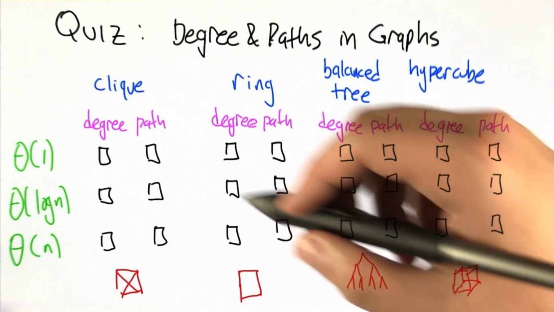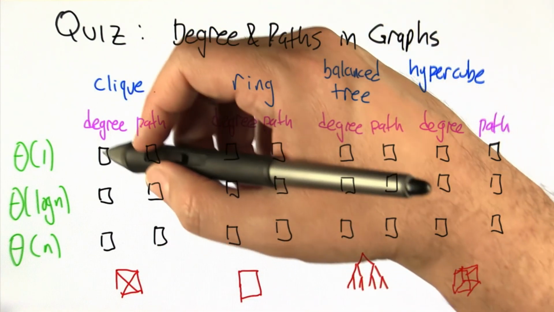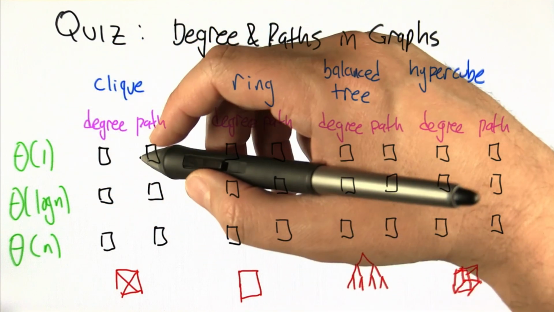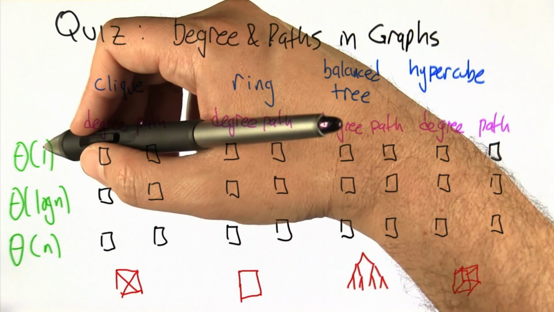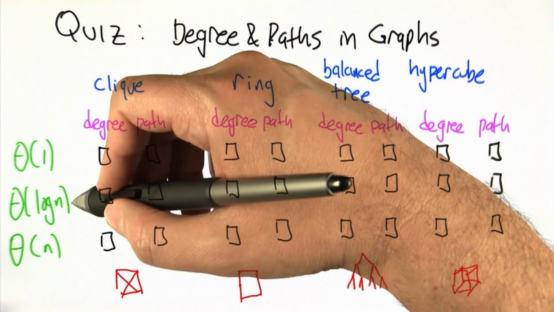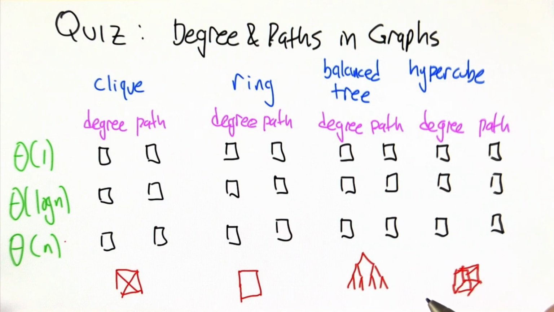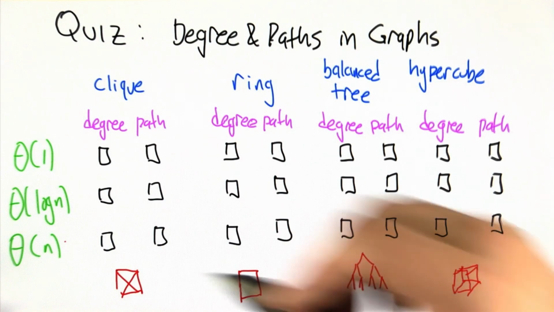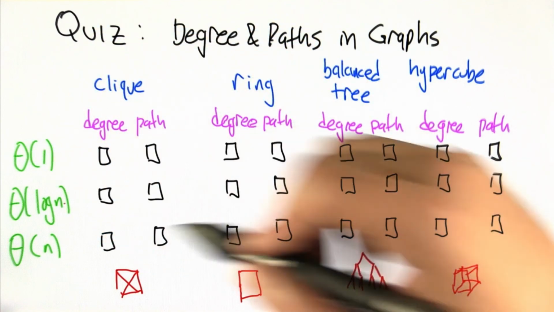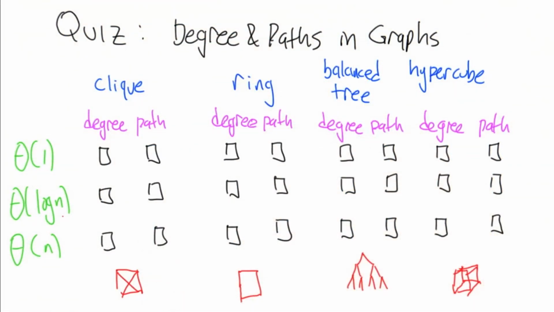And what I'd like you to do is think about, in an n-node version of that graph, what is the degree, and what is the longest path length in the graph as a function of the number of nodes? Is it constant? It doesn't depend on the number of nodes in the graph. Is it logarithmic? Or is it linear? So a graph that has low degree might be O of 1 or O of log n, and that it has short paths might be O of 1 or O of log n. So which properties do these graphs exhibit?